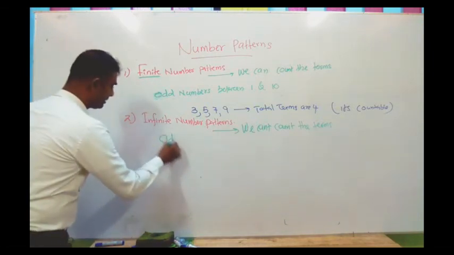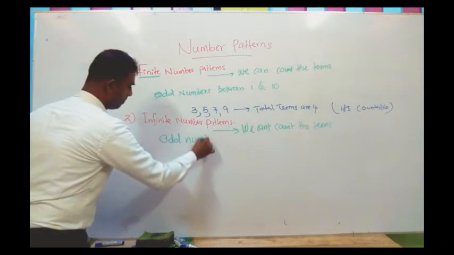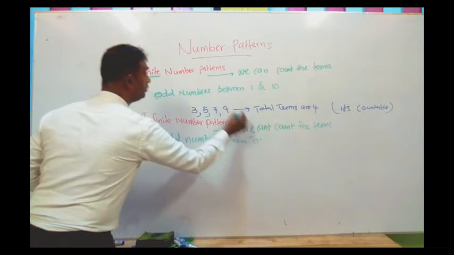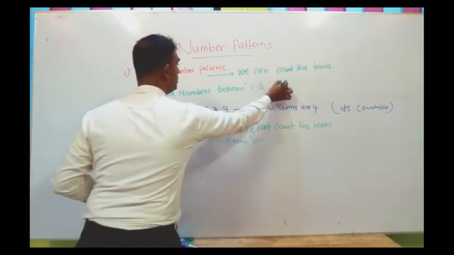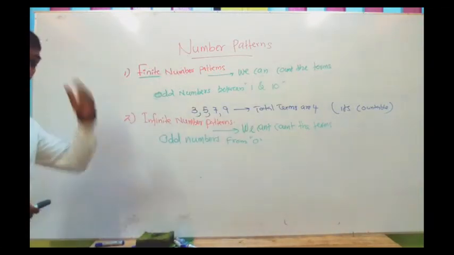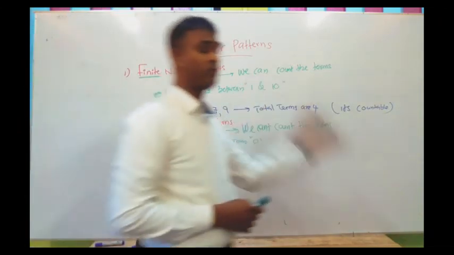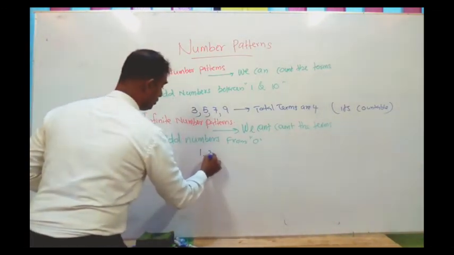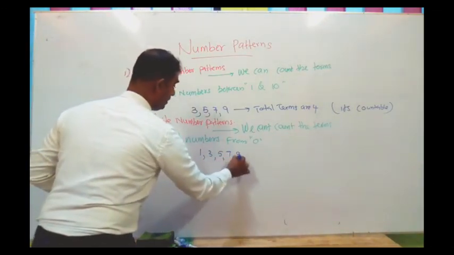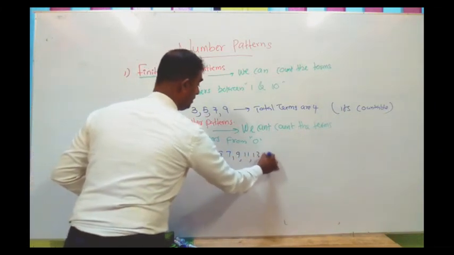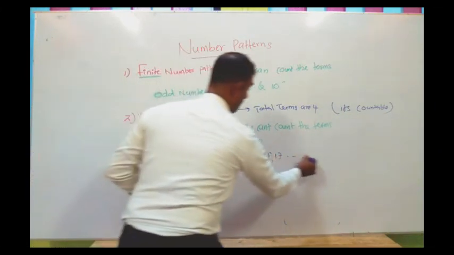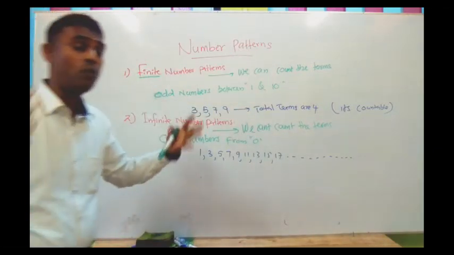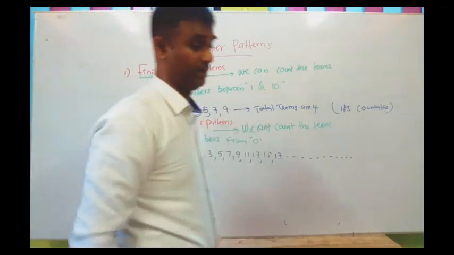For example, odd numbers from 0. What are the odd numbers from 0? 1, 3, 5, 7, 9. Shall I write? 1, 3, 5, 7, 9, 11, 13, 15, 17, and so on. We can't count. There are uncountable terms in this number pattern.